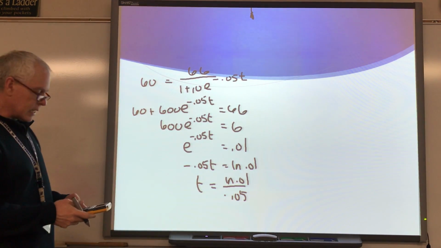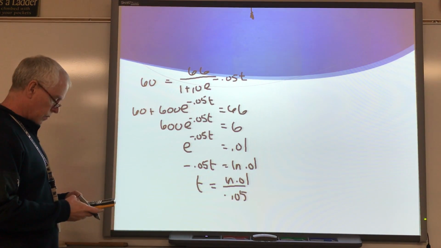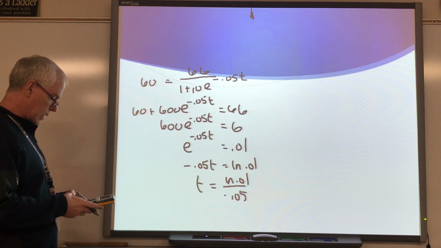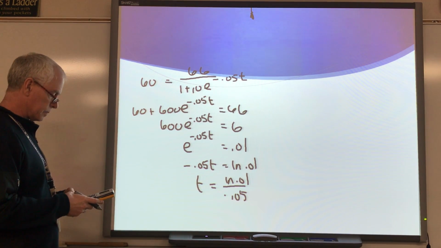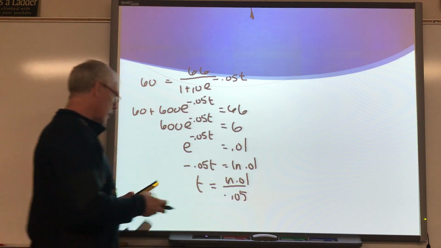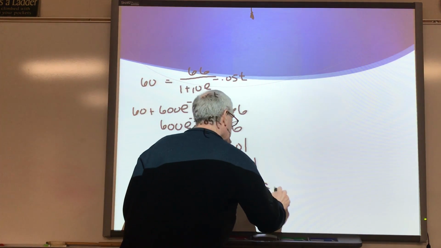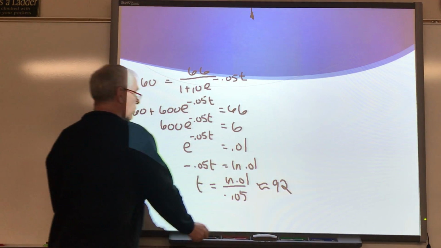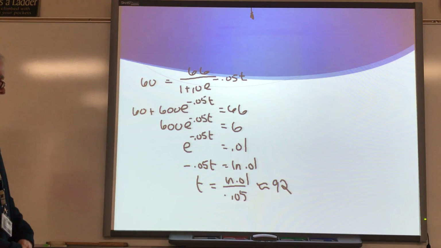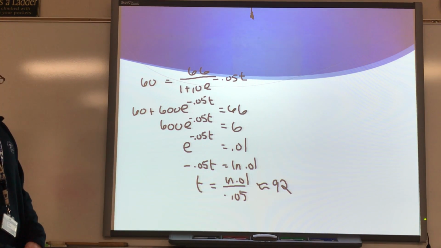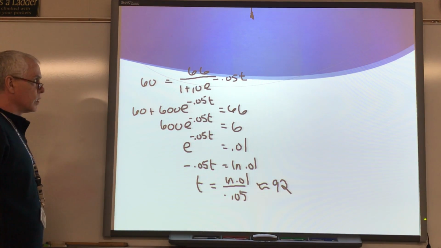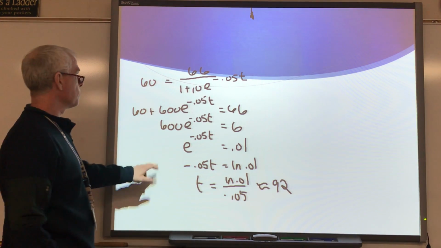We said, what did we say? 92. Let's see if that's what we get here. So on the top, ln of 0.01. On the bottom, negative 0.05. Sure enough, I get about 92 days for that to occur. Okay? So there's a little bit of algebra involved in some of these, but they give you the formula. That's not something you're going to need to know. They're going to give that to you.